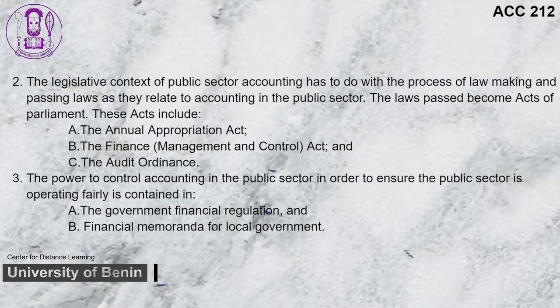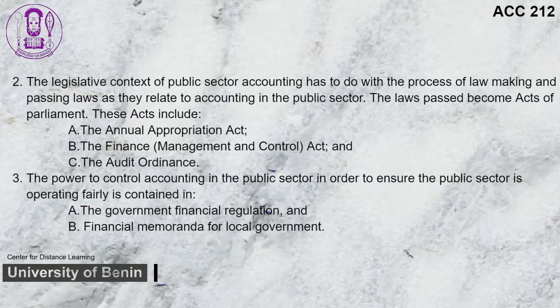2. The legislative context of public sector accounting has to do with the process of lawmaking and passing laws as they relate to accounting in the public sector. The laws passed become acts of Parliament. These acts include A. The Annual Appropriation Act. B. The Finance, Management and Control Act, and C. The Audit Ordinance.